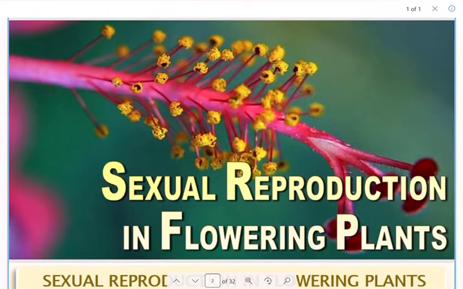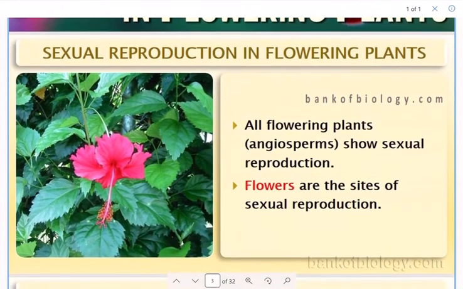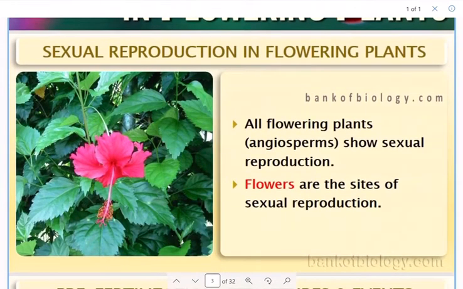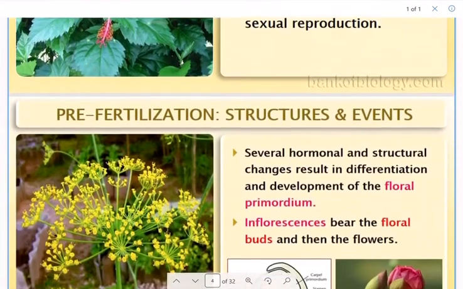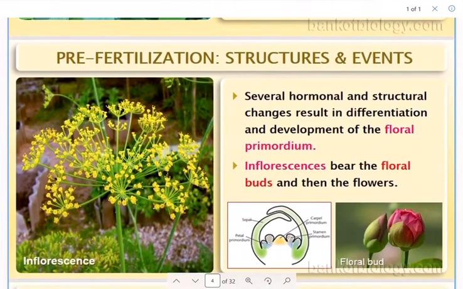Yesterday I had introduced some technical terms to you, and today we are going to talk in detail about particularly Androecium, the male reproductive system. So basically the reproductive part in plants is the flower. Without flower there is no sexual reproduction. All flowering plants, we call them angiosperms. All angiosperms show sexual reproduction because they are flowering plants. So flowers are the sites of sexual reproduction.